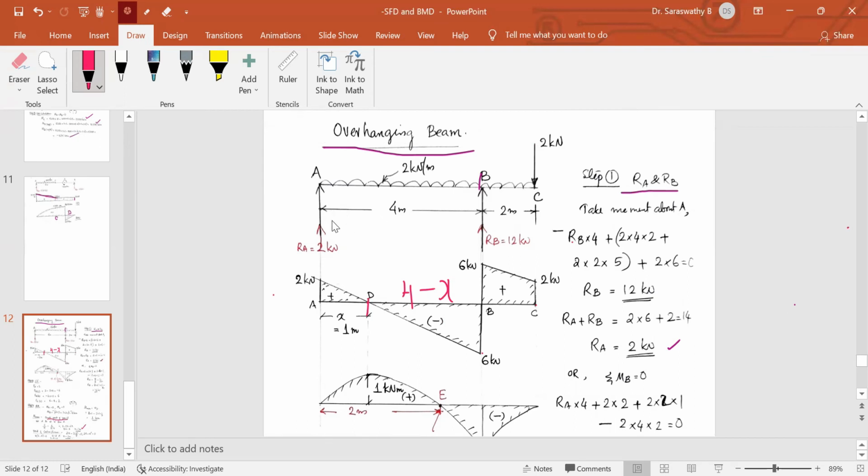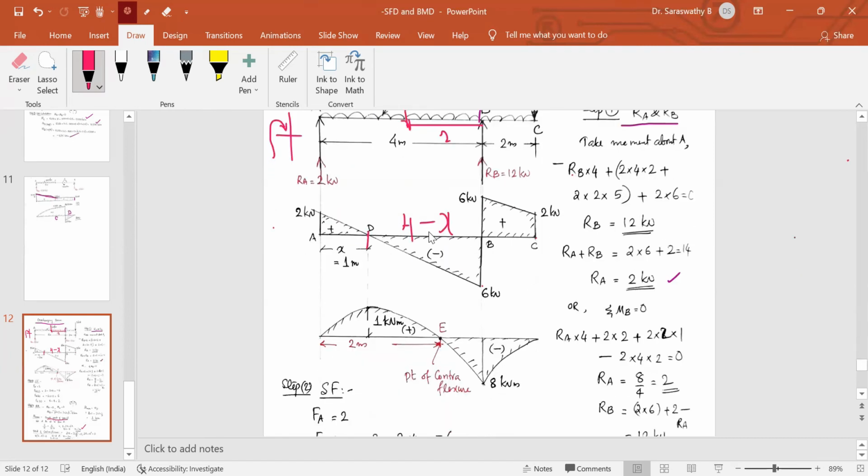coming to point B, moment is RA into 4 clockwise. So left of section, clockwise positive. So RA into 4, 2 into 4, 8. Then this load, 2 into 4, acting at the center of it. 2 into 4 acting at 2 meters. That is anti-clockwise.